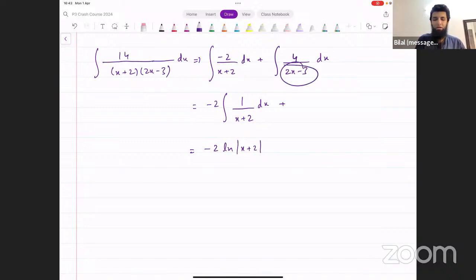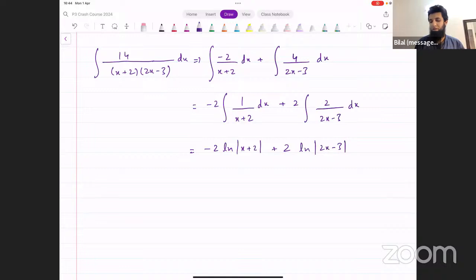What about the other one? It's 4 over 2x minus 3. What's the derivative of the denominator? 2. So we want 2 in the numerator. Right now we've got 4. We can take 2 common outside. That leaves us with 2 over 2x minus 3 inside. So we have 2 into ln of 2x minus 3. And that is the integral that we were looking for.